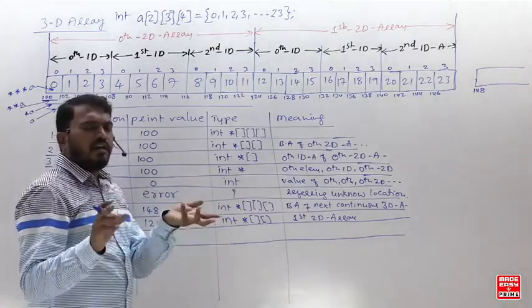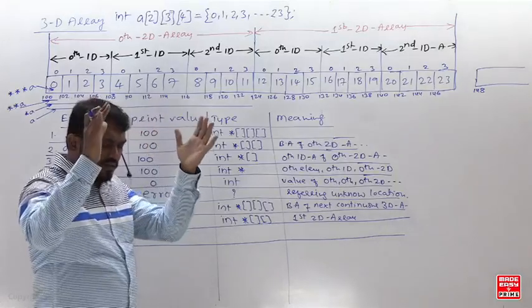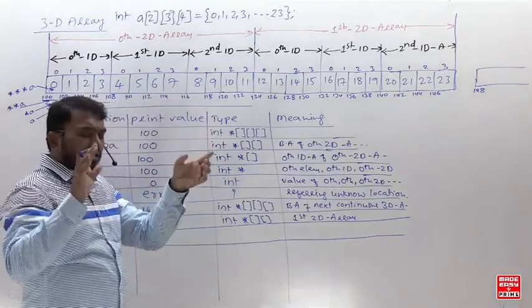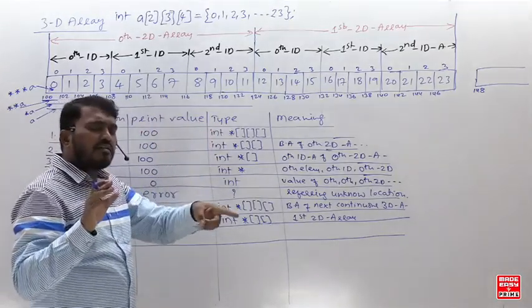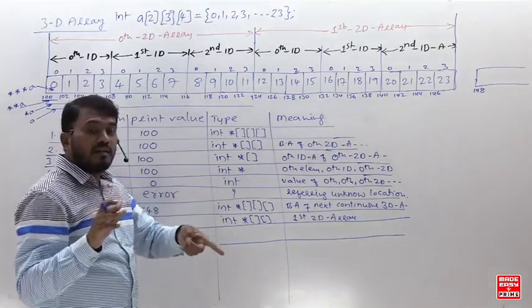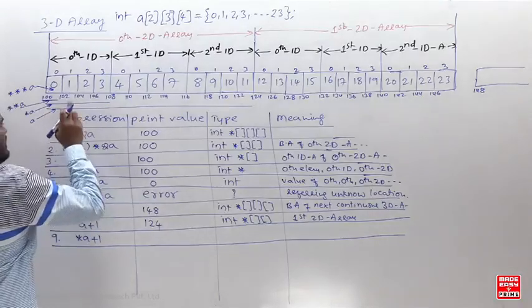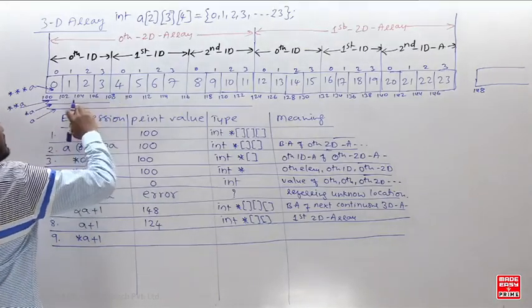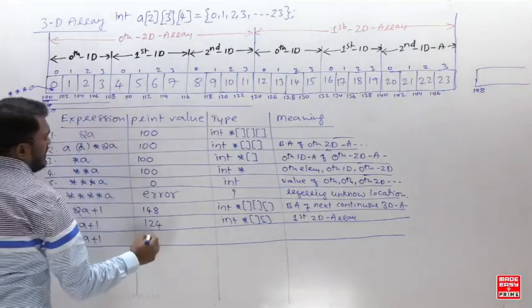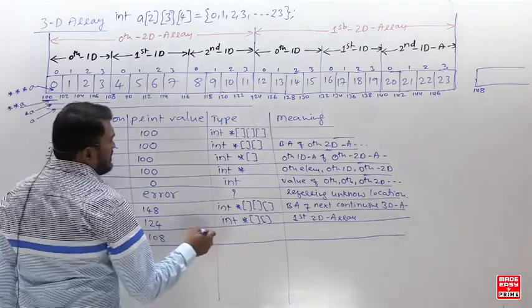So A means it was pointing to the 0th 2D array. If I apply star, we go inside the 2D array. What will we get? The 0th 1D array. So star A means the 0th 1D array. If I say plus 1, it will jump according to the 1D array size. So it will print 108, and the type is what?